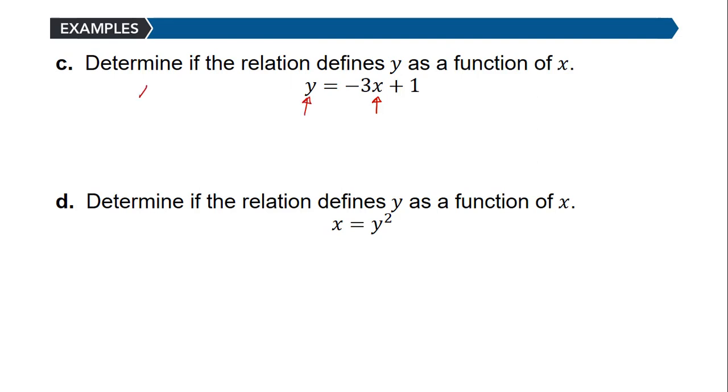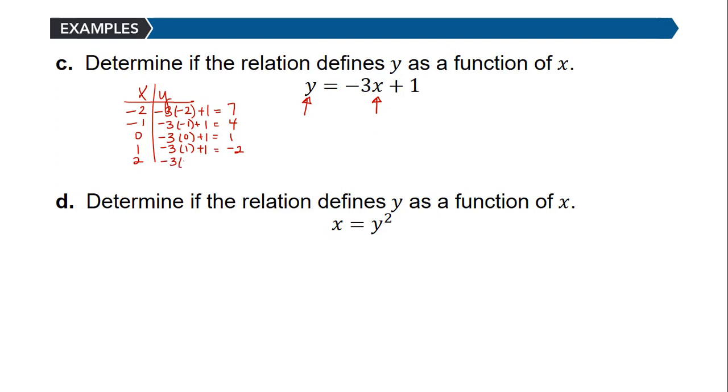If I think about making a chart of values, as we did in an earlier section, and I input values like -2, -1, 0, 1, 2 into this equation, y is found by multiplying the input by -3 and then adding 1. So -3 times -2 plus 1 is 6 plus 1, or 7. -3 times -1 plus 1 is 3 plus 1, or 4. -3 times 0 plus 1 is just 1. -3 times 1 plus 1 is -2.